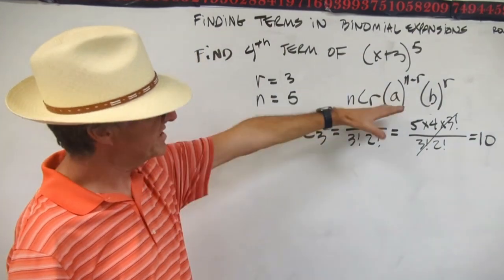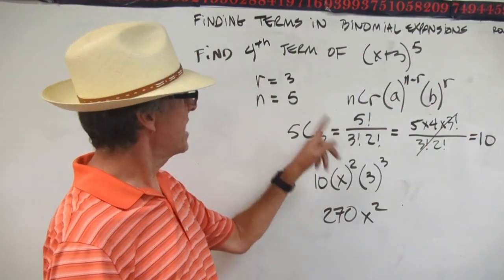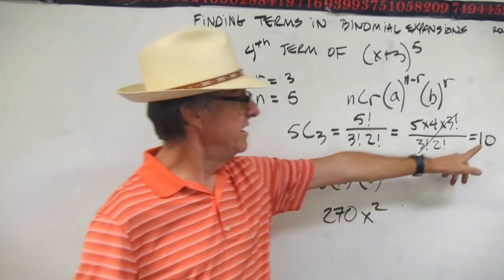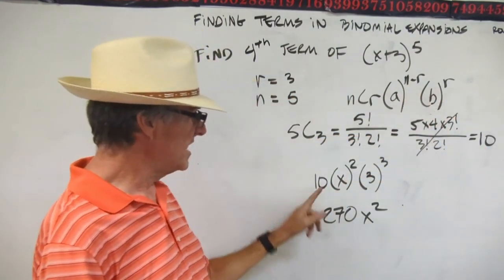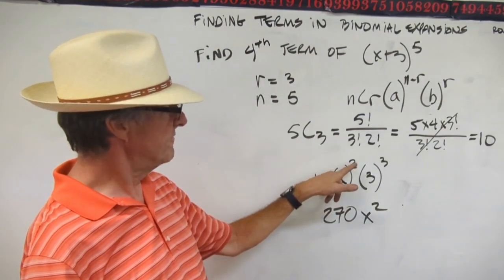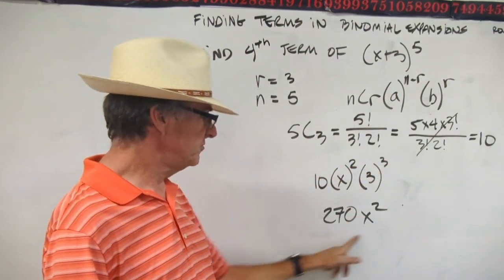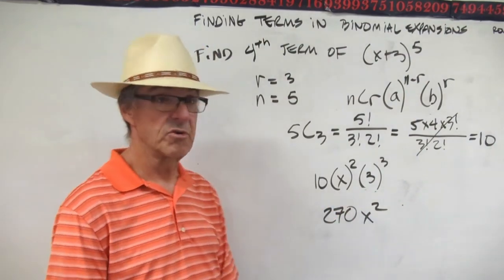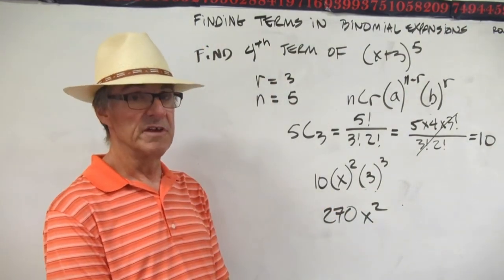Now, we need to do the next step. So pause the video and finish that out. Okay, plugging in what I know with my r and my n and my coefficient from the triangle right here, I go ahead and I get 10x to the 5 minus 3, which is x squared, times 3 to the r, which is 3, and this comes out to be 270x squared. So that's the fourth term of that binomial expansion.